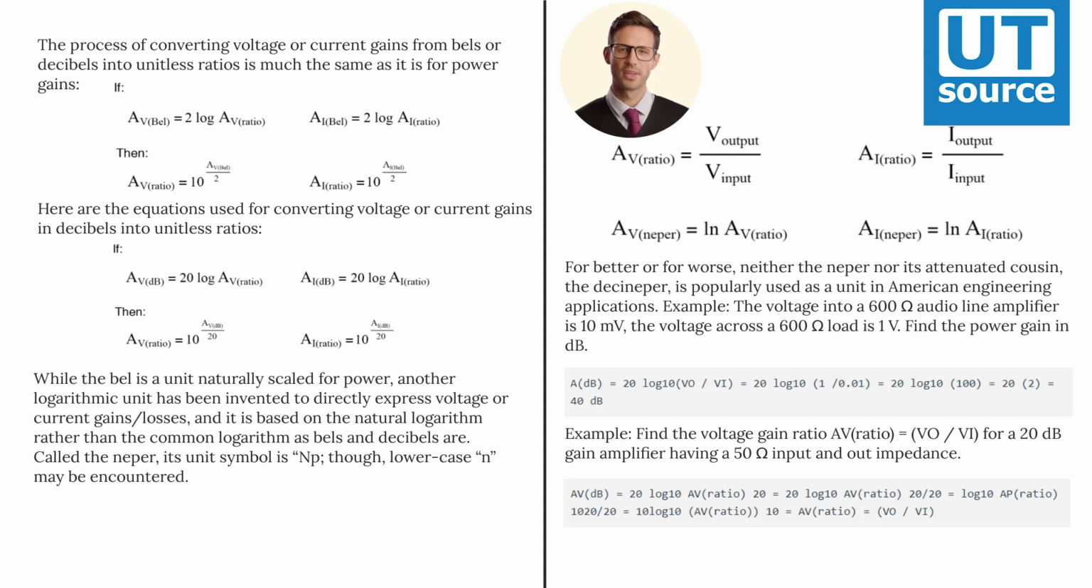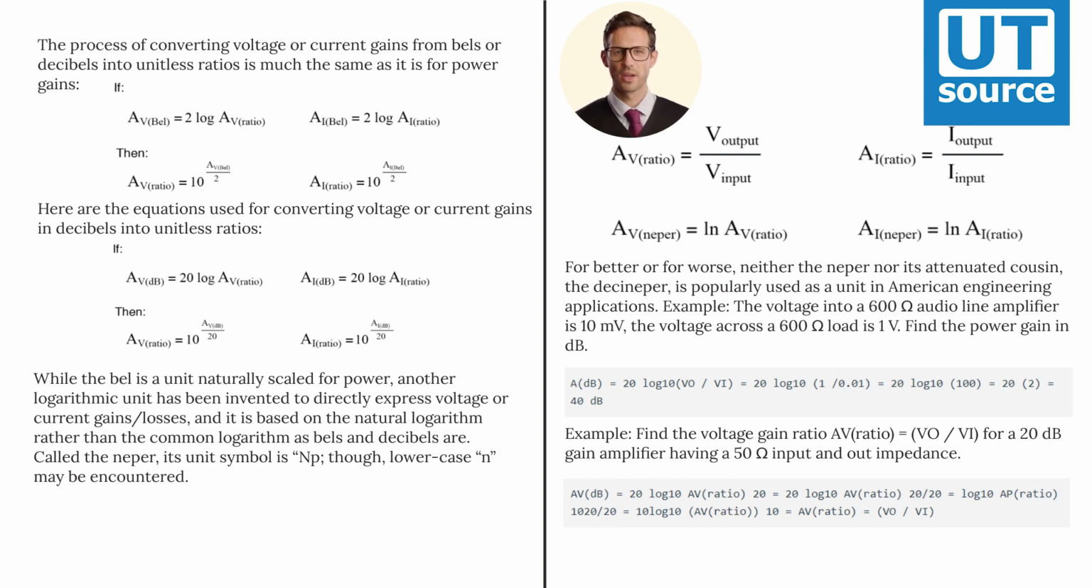While the bell is a unit naturally scaled for power, another logarithmic unit has been invented to directly express voltage or current gains/losses, and it is based on the natural logarithm rather than the common logarithm as bells and decibels are. Called the neper, its unit symbol is Np, though a lowercase n may be encountered. For better or for worse, neither the neper nor its attenuated cousin, the decibel, is popularly used as a unit in American engineering applications.